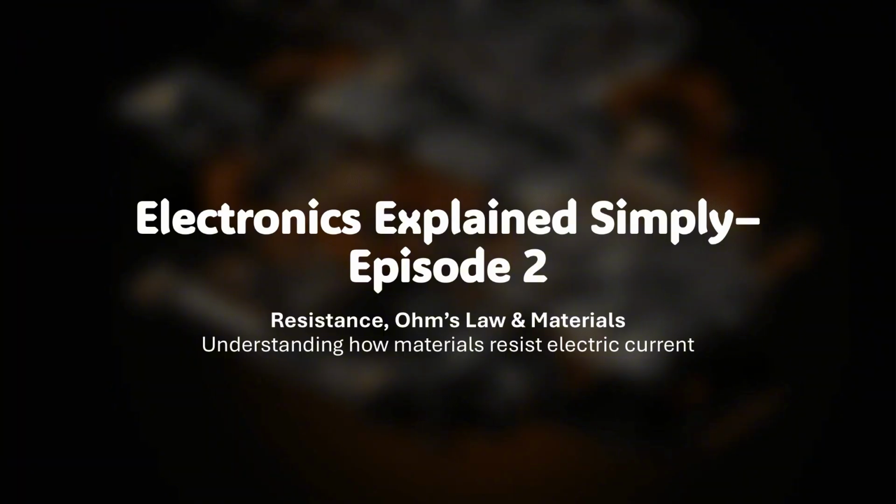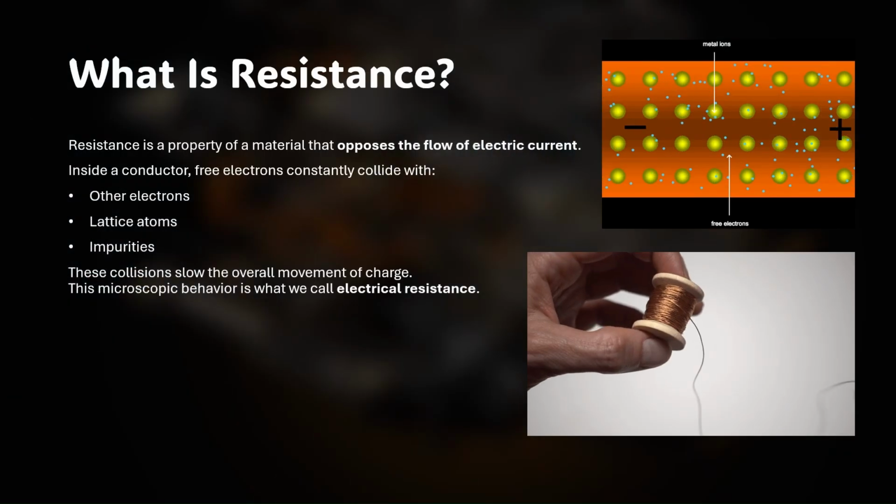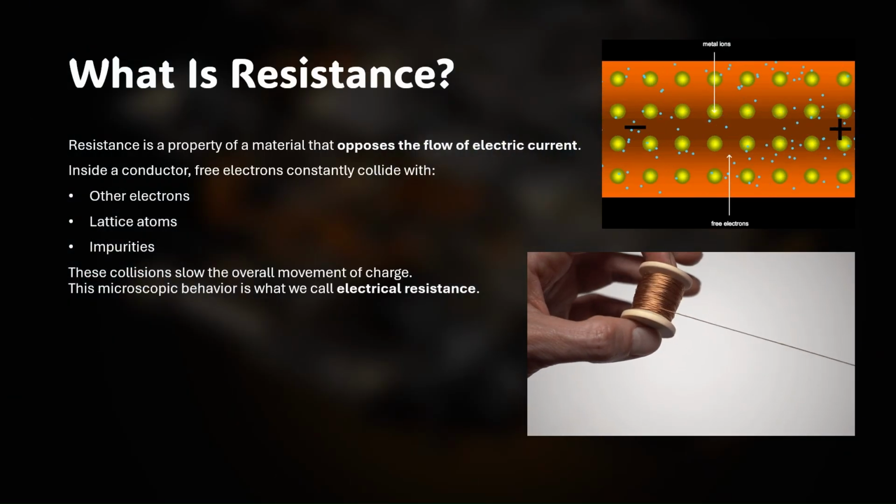In this episode, we're going one step deeper and introducing resistance, Ohm's law, and how different materials affect the flow of electric current. These ideas explain why current flows easily in some cases, and why it struggles or stops entirely in others. To understand resistance, we need to zoom inside a conductor like a copper wire.